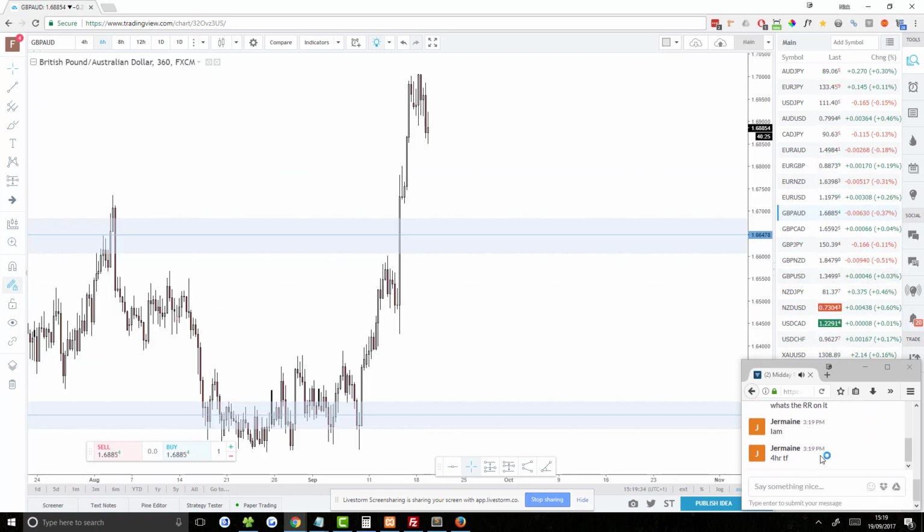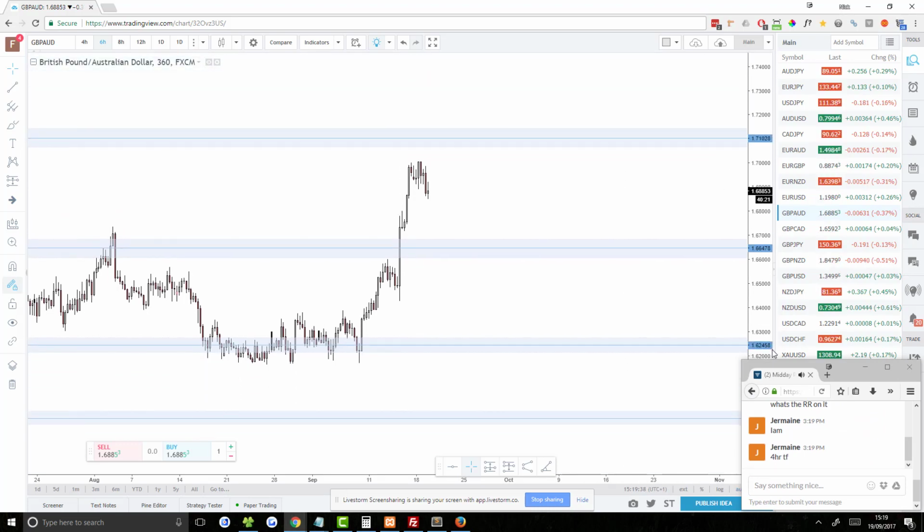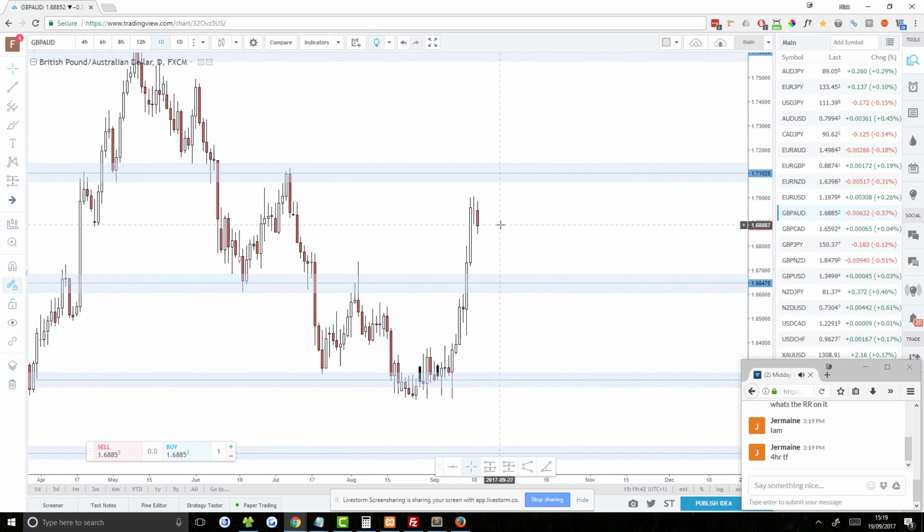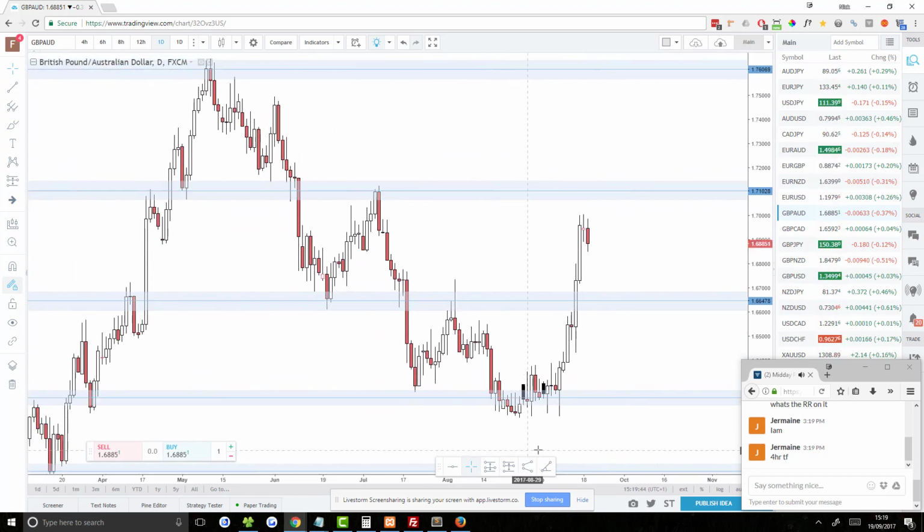GBPAUD, Jermaine, you're in. We'll go back and look at it in a minute. GBPAUD, the problem with all these GBP pairs at the moment is they've shot up like crazy, and then they just turned around in a random spot. So they didn't turn around at an area of support resistance. They just turned around randomly in the middle of nowhere.